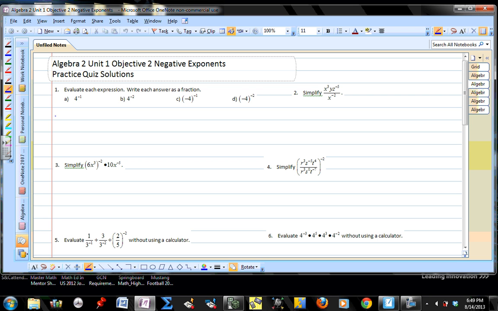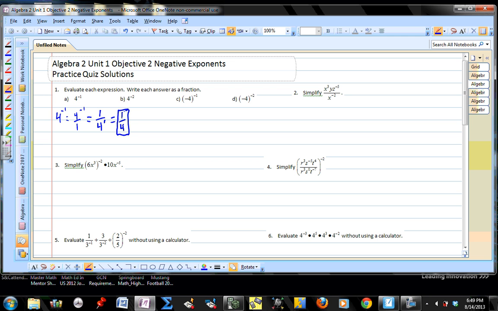So in part A, we start with 4 to the negative first power. You can think of that as a fraction, 4 over 1 to the negative first power. Negative exponents mean reciprocal. So the reciprocal of 4 over 1 is 1/4, and the exponent then becomes positive, so it's 1 over 4 to the first power, which we can simply call 1/4.